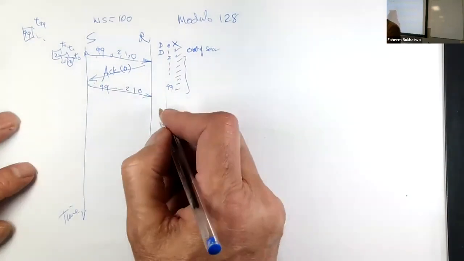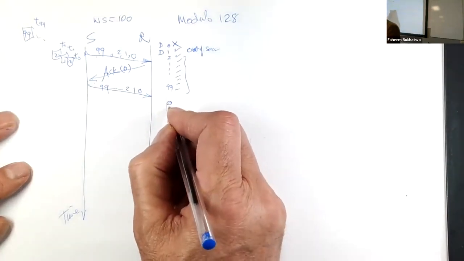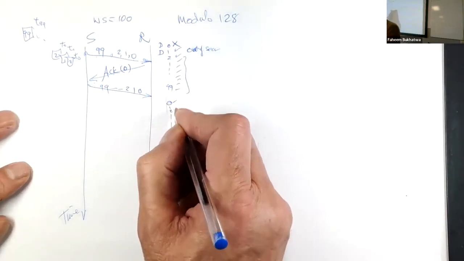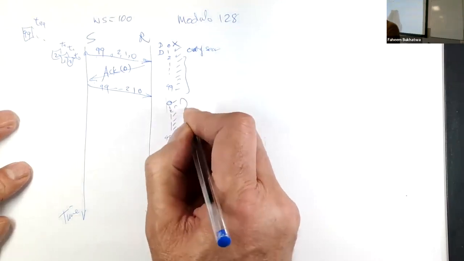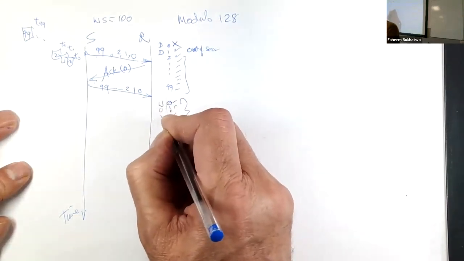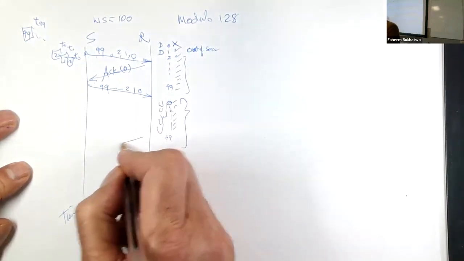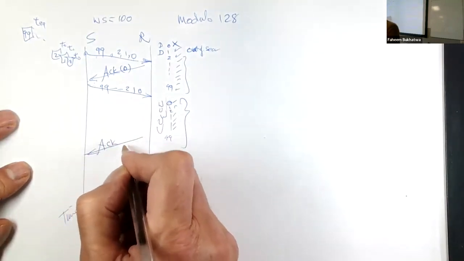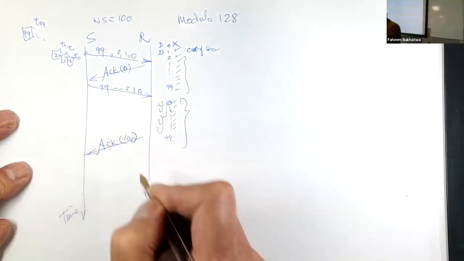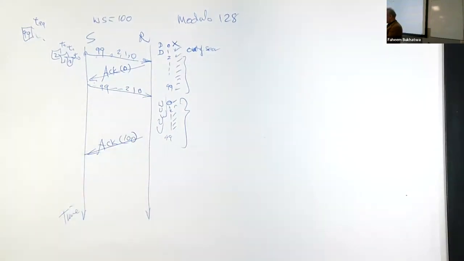Problem with this system. This time, hopefully, we receive it correctly. 0 is okay, 1 is okay, they're all okay, all the way to 99. And we send them to the user, and we send back an acknowledgement. What acknowledgement will we send back? 100. That means we've received up to number 99, and we are waiting for number 100. That's the way the system works. But can you see any problem with this system?